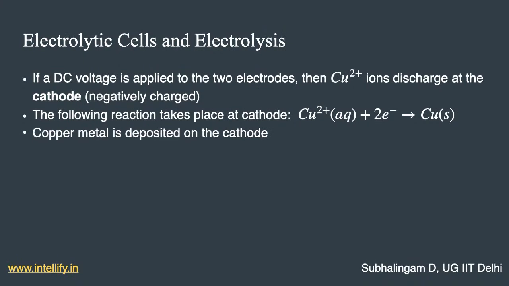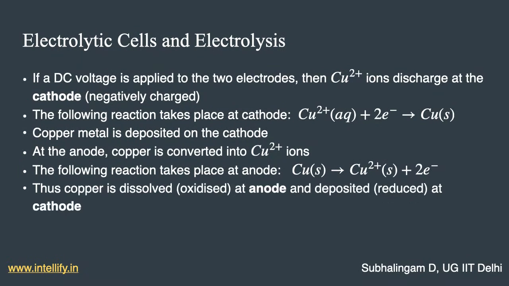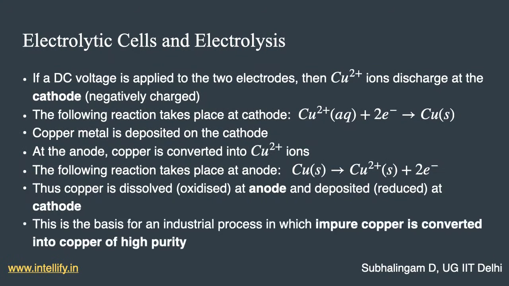So copper metal is deposited on the cathode. At the anode, copper is converted into Cu2+ ions. So the anode is positively charged in an electrolytic cell. The following reaction takes place at the anode: Cu gives Cu2+ and 2 electrons. Thus, copper is dissolved or oxidized at the anode and deposited at the cathode. So, anode is oxidation again, and please remember this.